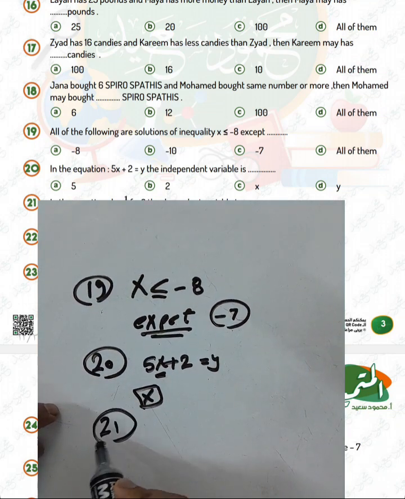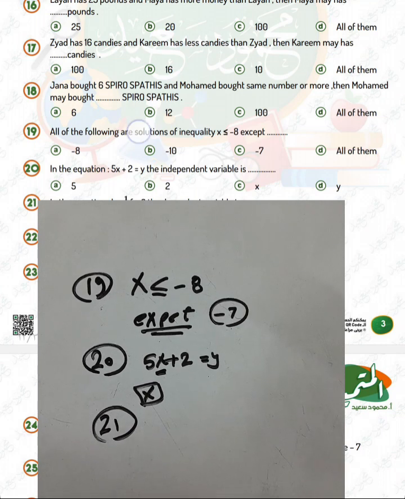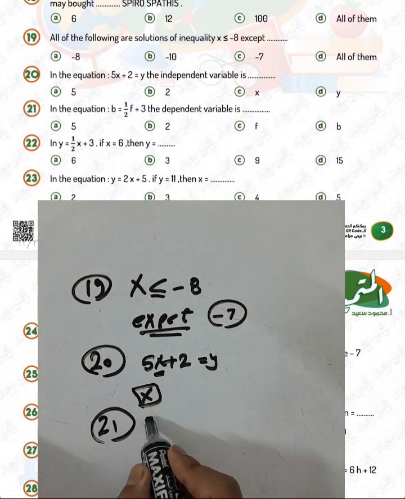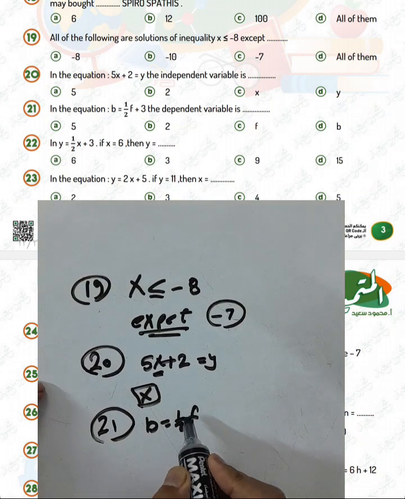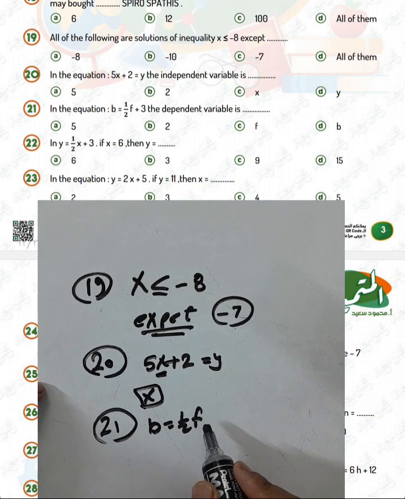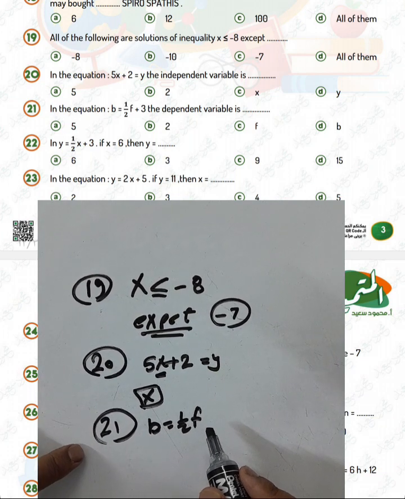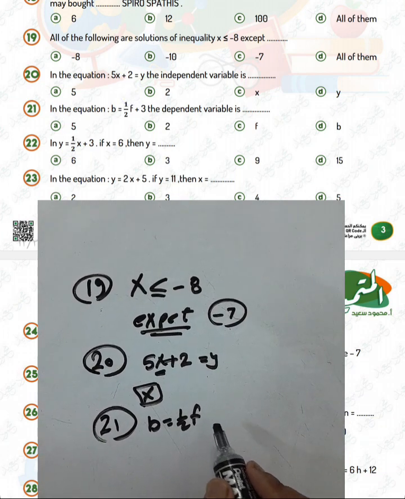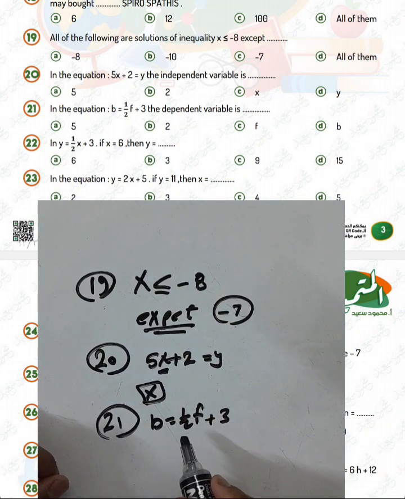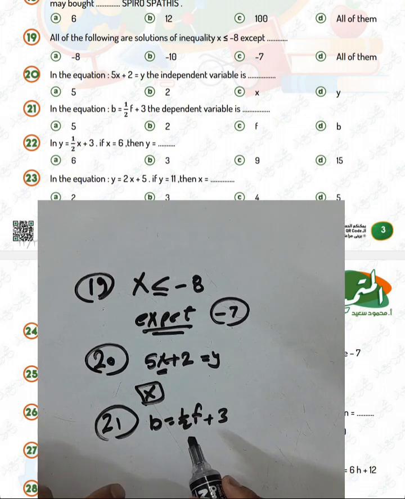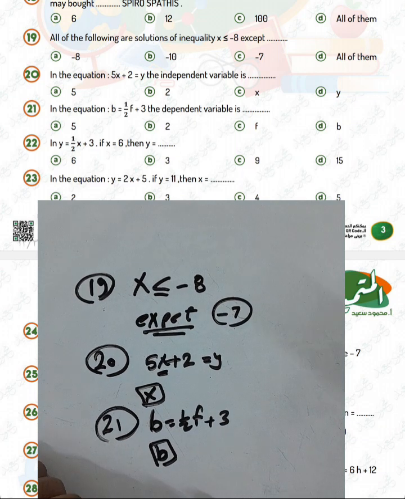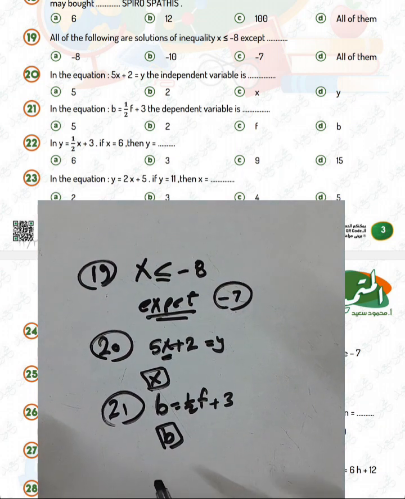Question 21. In the equation b equals half x plus 3, then the dependent variable here will be what? B. B we call dependent. Understood? Question 22.